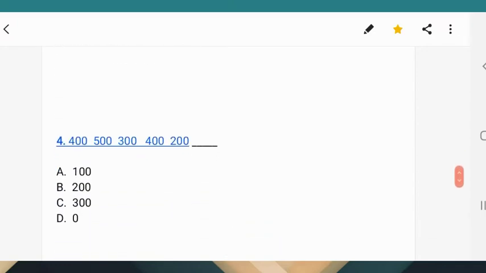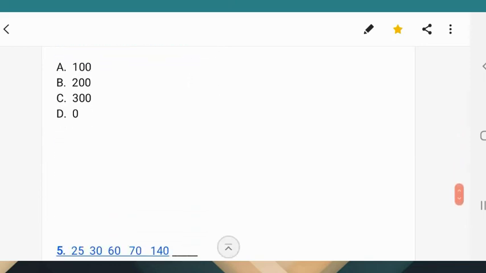400, 500, 300, 400, 200. If we observe, it increases, then decreases, then increases, then decreases, right? So 400 plus 500 equals 100? And 500 minus 200 equals 300. So it's not appropriate, guys. So let's alternate. 400, 300, 200. So the next one is 100. So the blank has no answer yet. So we start here at 500. 500, 400, then the next answer is 300. So it is decreasing, guys. So the correct answer is letter C.